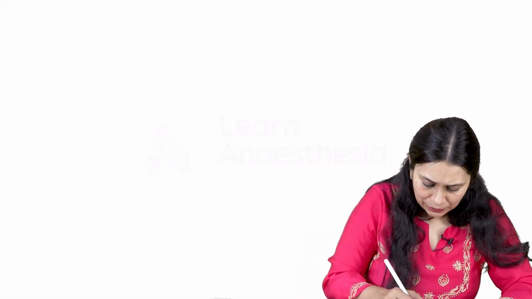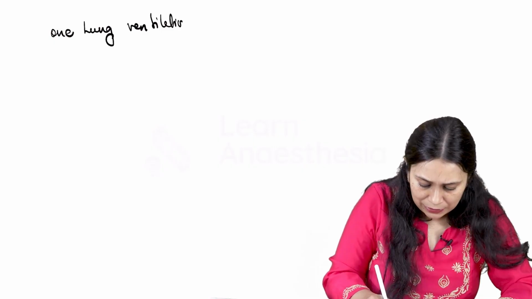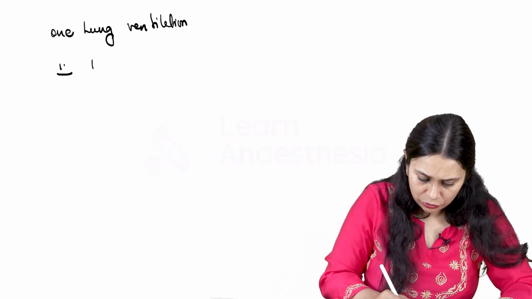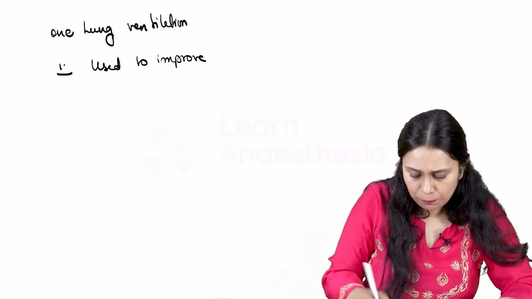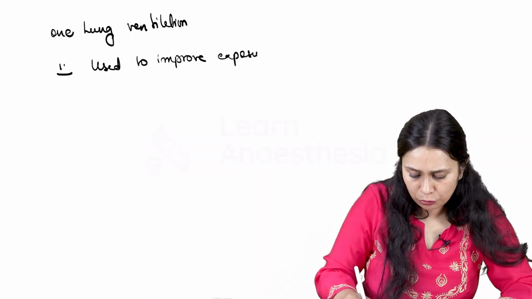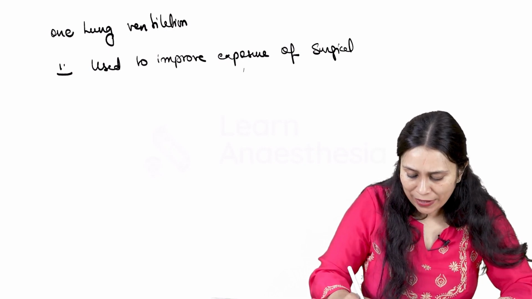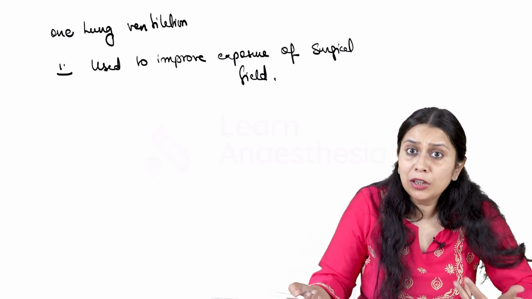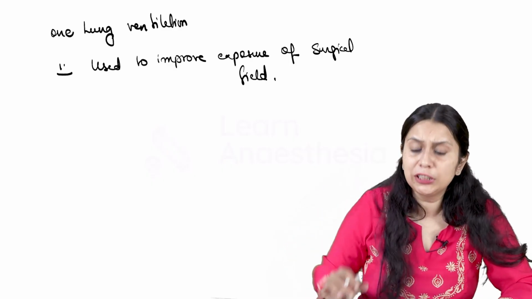So what I said, that one lung ventilation, this is practice number one to improve the exposure of the surgical field. So it is used to improve exposure of surgical field, right? So in what surgery we want one lung ventilation, we want one lung to be collapsed, which is in vicinity of the surgical field to give us a better surgical exposure.